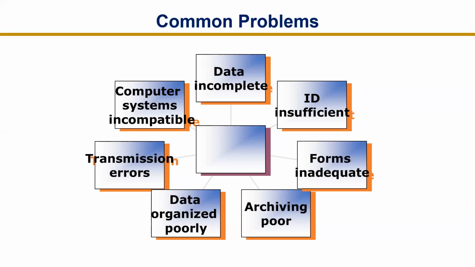Other problems are data that are not organized very well, or information that is not documented in a way that keeps future reports and generating essential indicators in mind. And mainly in a computer-based lab, transmission errors and computer system incompatibility are some of the problems that a lab would face.